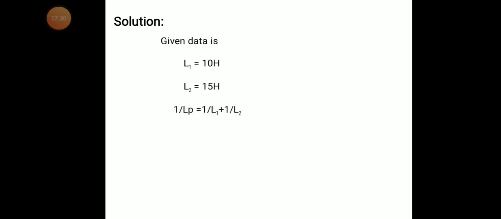The formula is 1 by LP equals 1 by L1 plus 1 by L2. So if you substitute 1 by 10 plus 1 by 15, the value of the parallel combination of inductors is 6 Henry.